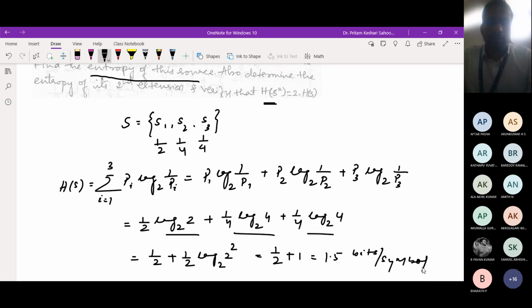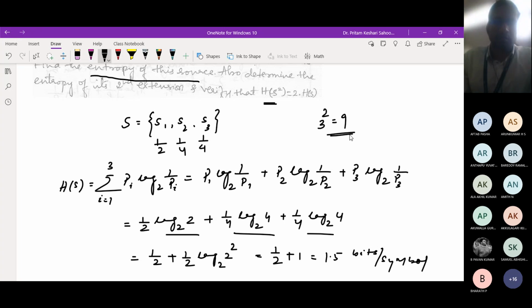All right. So this is the answer to the first part of your question. Now the second part: it is also given to determine the entropy of its second extension. So what is the second extension? You have three symbols, S1, S2, S3. Second extension means 3 to the power 2, which will be 9. So you have 9 symbols.